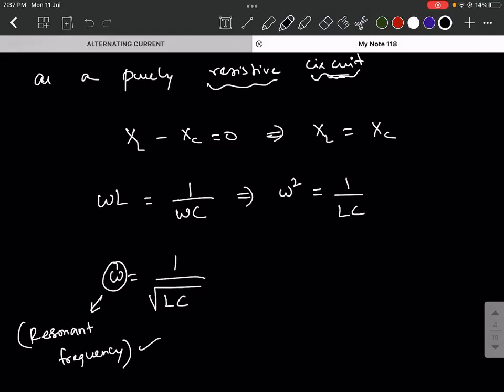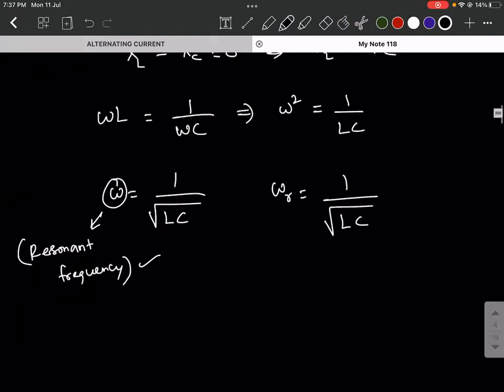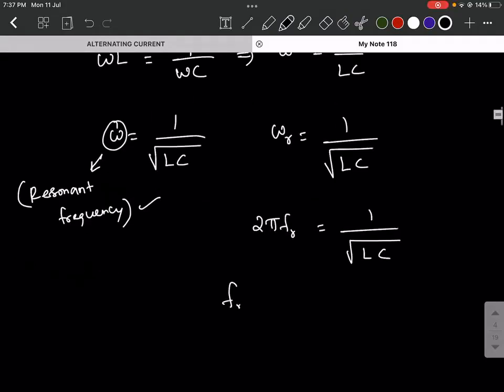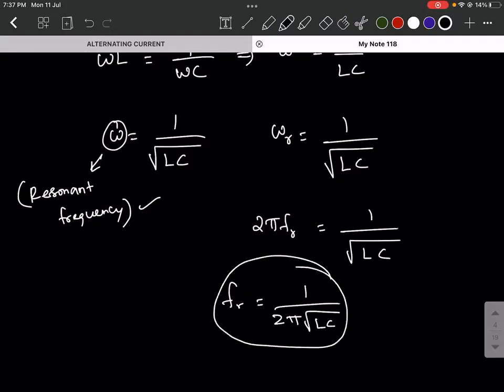Is that clear, guys? So you write it as omega r is equal to 1 by root LC. But I can write omega r as 2 pi into fr is equal to 1 by root of LC. So fr will be equal to 1 by 2 pi into root of LC.